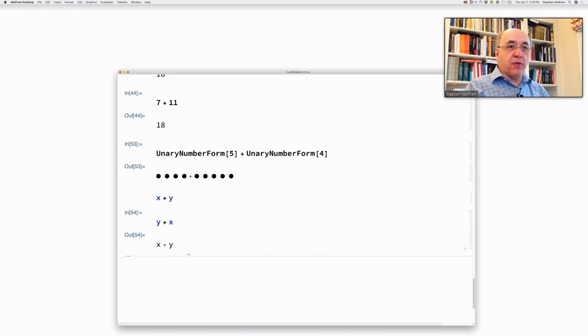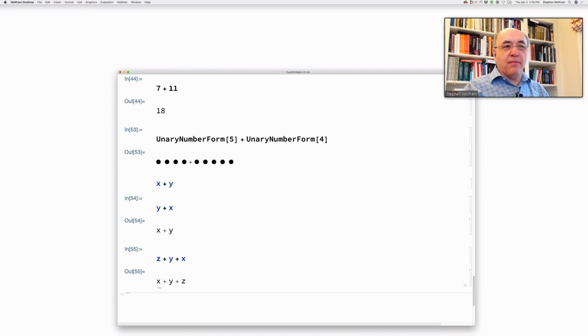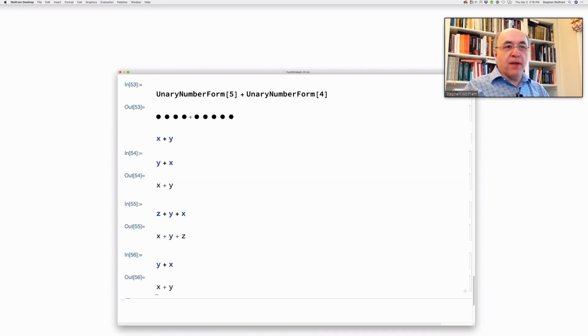So maybe we can do this with 3 numbers. We can say we have a number X, a number Y, a number Z. We could say, what's Z plus Y plus X, for example? And the computer will then tell us that's the same as X plus Y plus Z. The computer is just showing us, for convenience, its standard form for what the answer is.